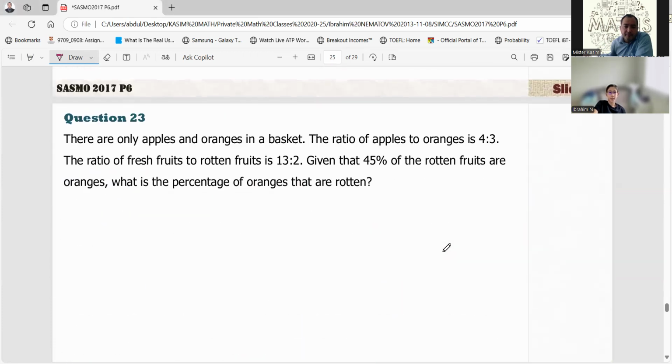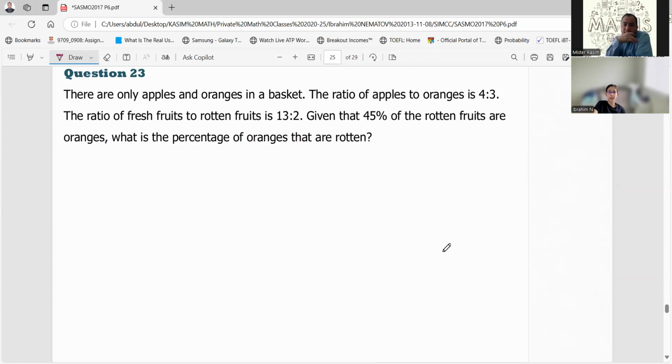There are only apples and oranges in a basket. The ratio of apples to oranges is 4 to 3. The ratio of fresh fruits to rotten fruits is 13 to 2. Given that 45% of the rotten fruits are oranges, what is the percentage of oranges that are rotten? It's also an interesting question, a confusing question.